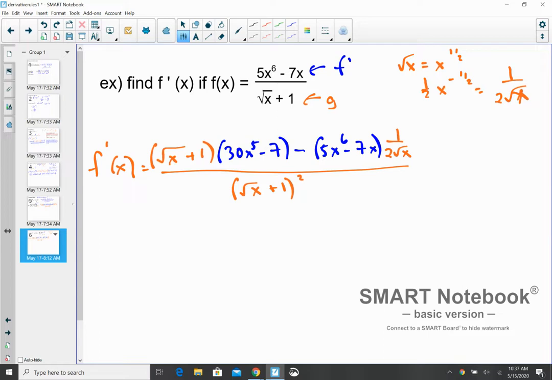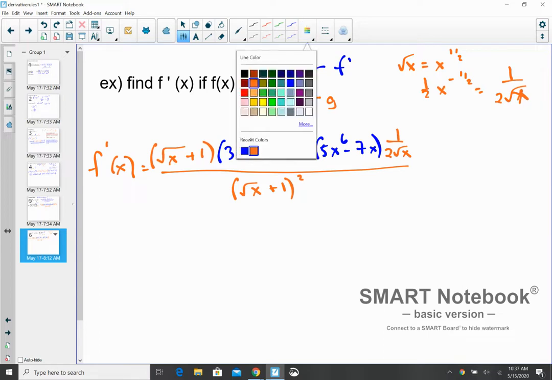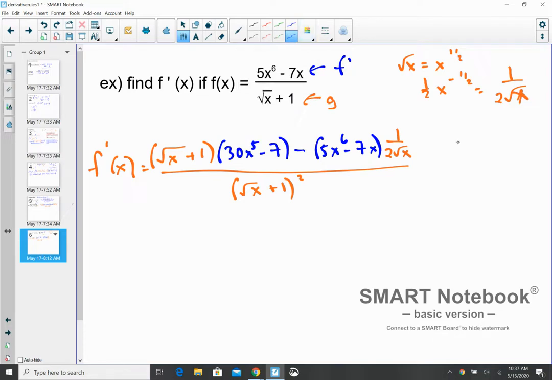Now, bad guy time. Oh no, we have a complex fraction here. So you want the good or the bad? Well, the good is I know how to do it. The bad is I'm going to tell you how to do it. But the good is, again, it's actually not that bad.